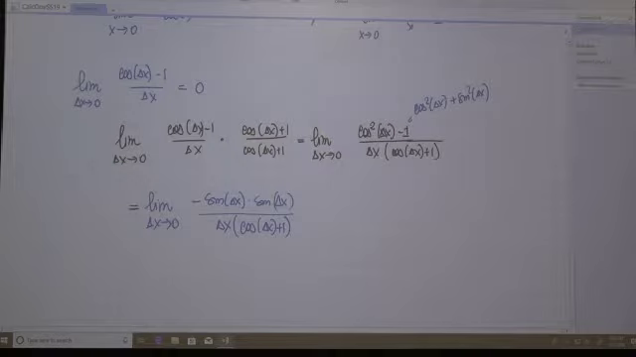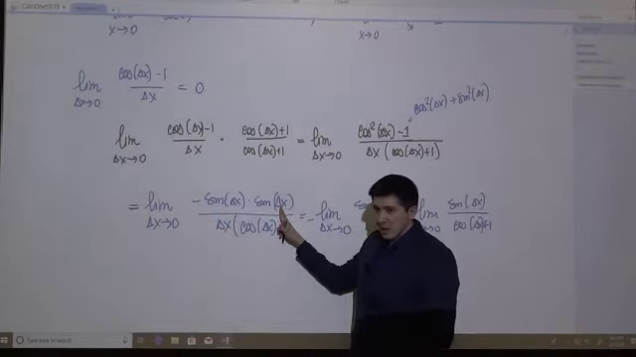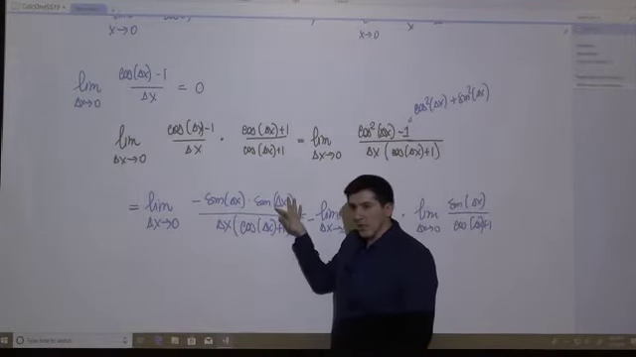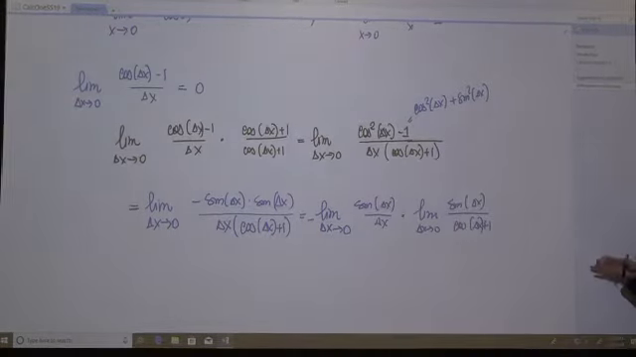Okay? Now, the reason why I wrote them separately is that I would like to write this as two separate limits. The limit of, let me take out the minus to here, the limit of delta x goes to 0 of sine of delta x over delta x multiplied by the limit of sine of delta x divided by cosine of delta x plus 1. Okay, so if you would like to find the limit of the multiplication of two functions, there is a rule that you can find the limit of each of them, then multiply the results. So the limits are really nice operations. Do you understand this?